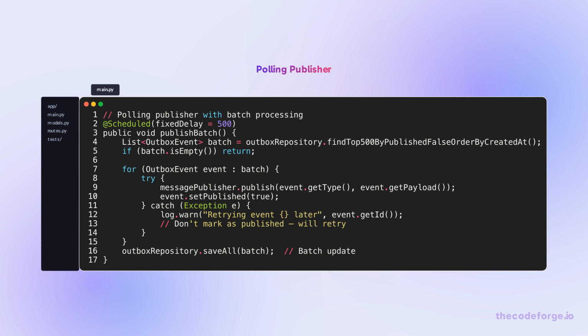This polling publisher processes up to 500 events every 500 ms. Failed events are not marked as published, so they will be retried on the next cycle. Batch saving reduces database round trips.